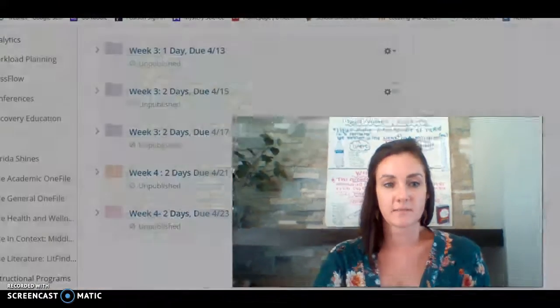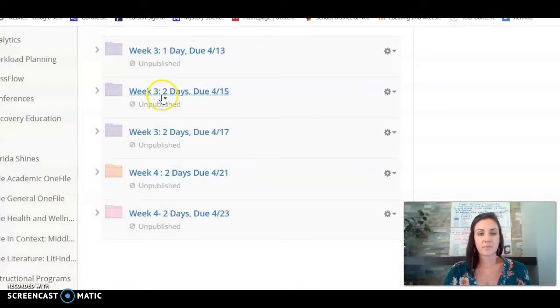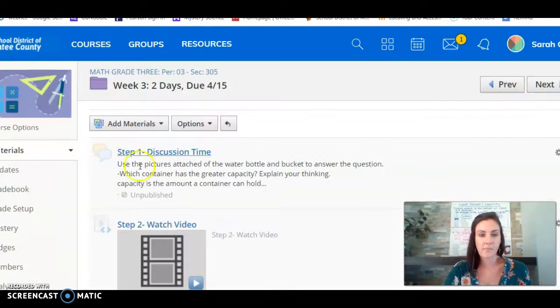Today we're going to be talking about liquid volume or capacity. I'm going to show you what you need to do in this folder first. So you should be at week 3. This is 2 days due on the 15th. So go ahead and open that up.